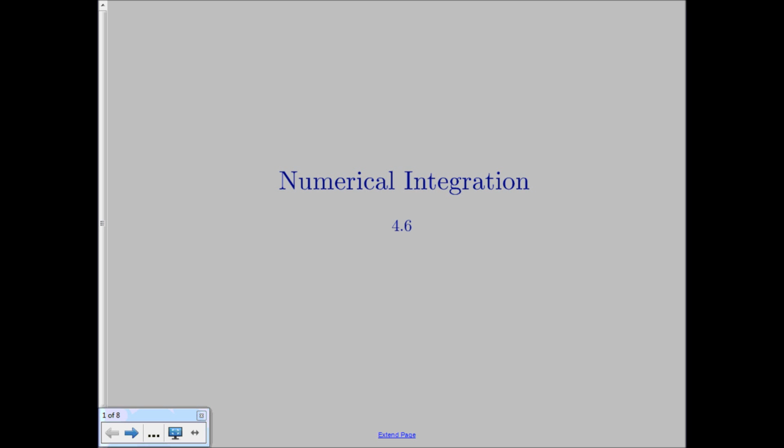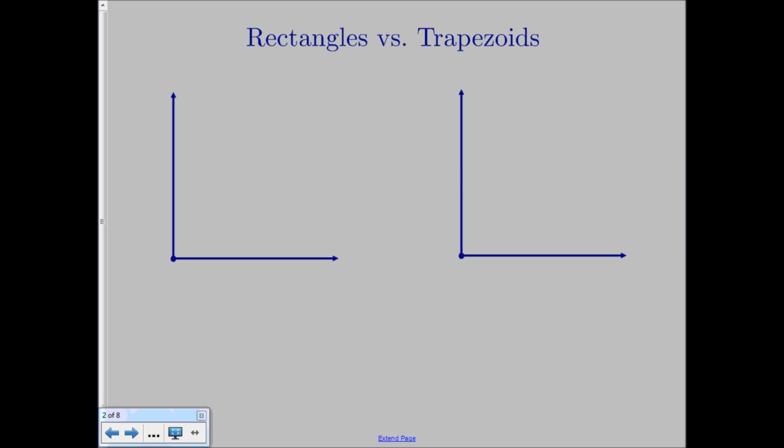Before, we were using the Riemann sum to approximate area, where we broke the interval up into different amounts of rectangles and then added up the area of all of the rectangles. Today we're going to learn two different methods to approximate the area under a curve, and they're called the Trapezoidal Rule and Simpson's Rule. We're going to start out by first looking at an example of a function.